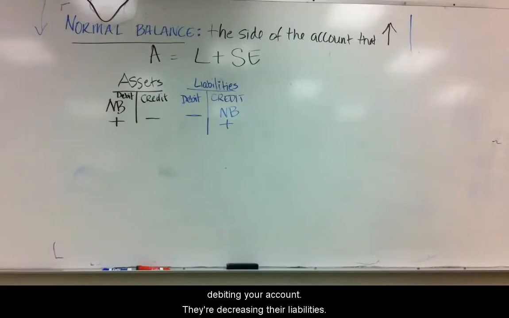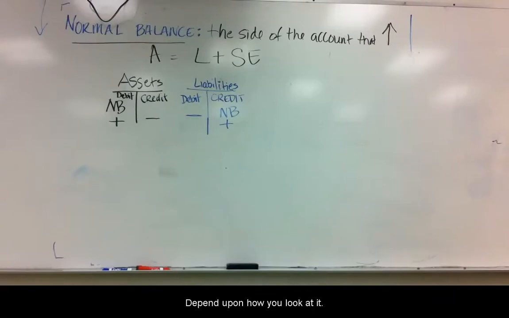So with that debit charge, they're debiting your account. They're decreasing their liability, their obligation. So depending upon how you look at it. If you were preparing those same transactions on your records, it would be the flip side, the opposite. So that's why it's kind of different.